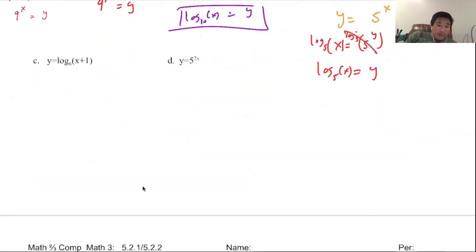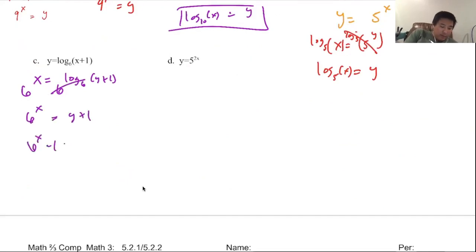So this one, yeah, switch it. x equals log base 6 of y plus 1. I'm going to exponentiate it. Big 6, big 6. This cancels, so 6 to the x equals y plus 1 minus 1. 6 to the x minus 1 equals y.